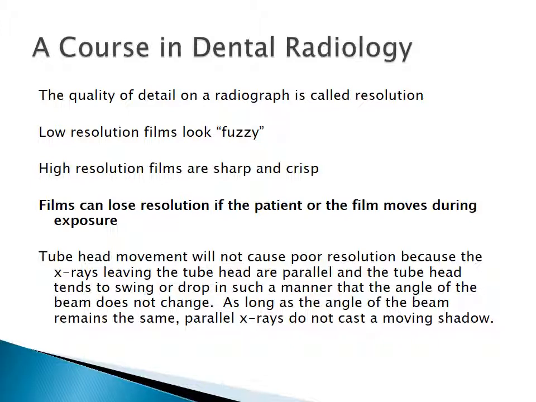However, a tube head movement won't cause poor resolution because the X-rays leaving that tube head are parallel with the tube head. So if the tube moves on a parallel axis, it's going to be fine. If it moves more on an angular axis, that's where it's going to cause actual shadowing, and you're going to lose detail on that film.